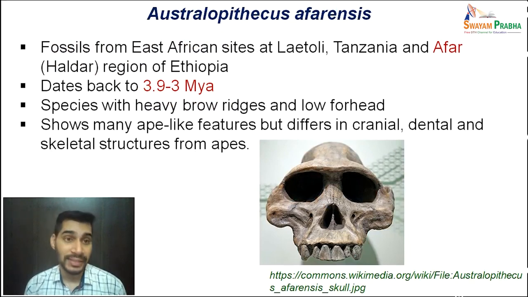Australopithecus afarensis fossils are from East African sites at Laetoli, Tanzania, and Afar, that is the Hadar region of Ethiopia. It dates back to approximately 3.9 to 3 million years ago. It is a species with heavy brow ridges and a very low forehead, as you can see in this image of the skull. You can see the size of the forehead. It is very low. It shows many ape-like features, but it differs in cranial, dental, and skeletal structures from the apes.